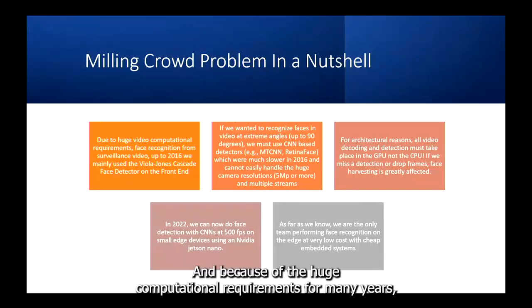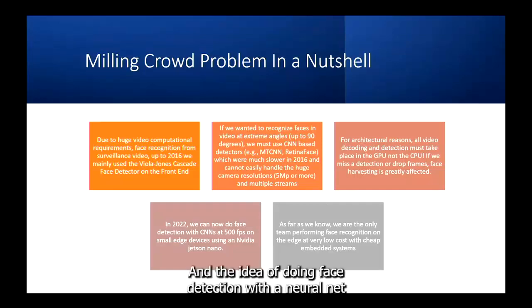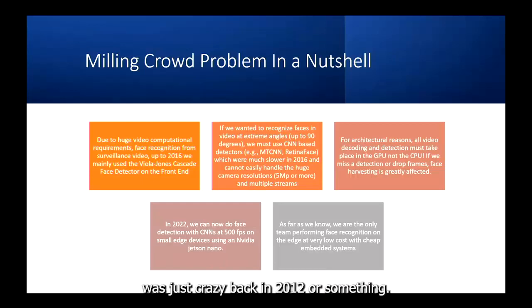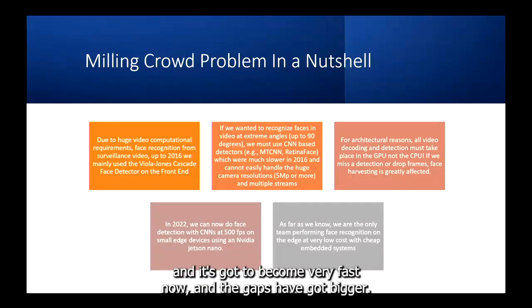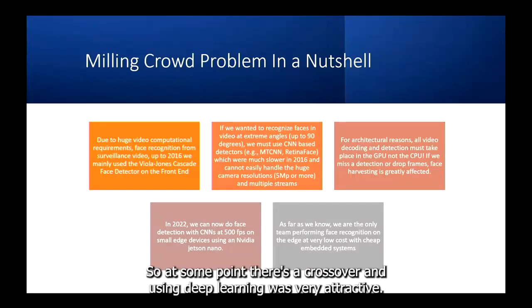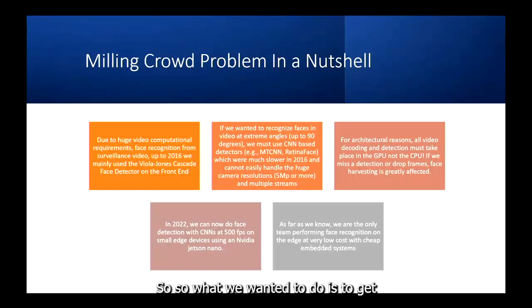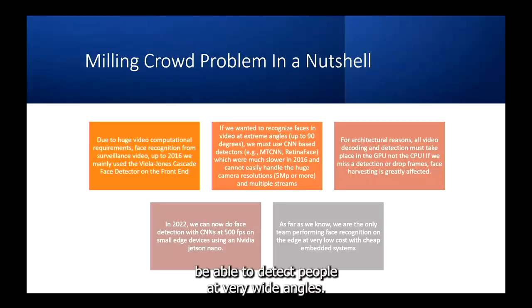And because of the huge computational requirements, for many years we were stuck with cascade detectors, and the idea of doing face detection with a neural net was just crazy back in 2012 or something. It was just far, far too slow. But that's all changed, and they've become very fast now, and the GPUs have got bigger. So at some point there was a crossover, and using deep learning was very attractive. So what we wanted to do was to be able to detect people at very wide angles.